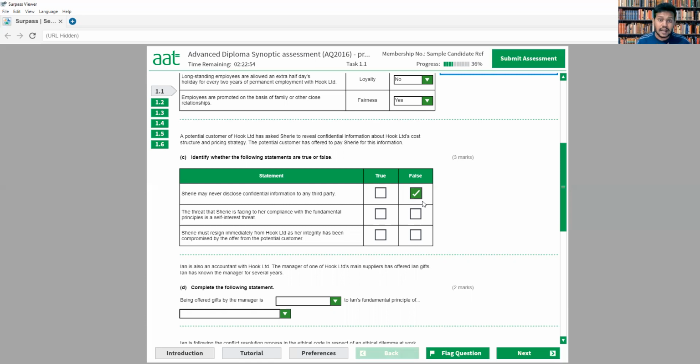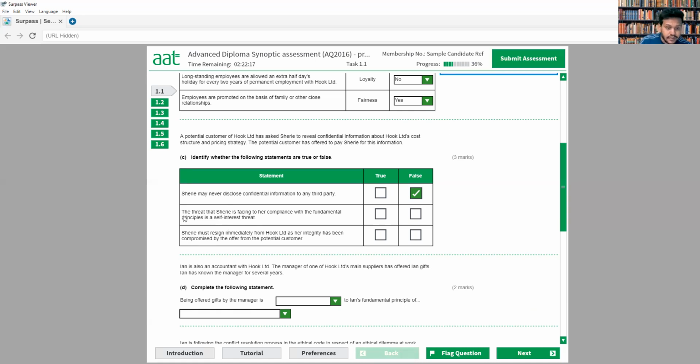in some cases, I am allowed to disclose the information to third parties. For example, if the court asks you to disclose the information, if HMRC asks you to disclose some information, or if the person is involved with money laundering, then you have to disclose this information. So it's not like I am never ever allowed to share information. I'm allowed to disclose the information in certain cases. So this one says "may never." That's false, because in certain cases I'm allowed to share the information.